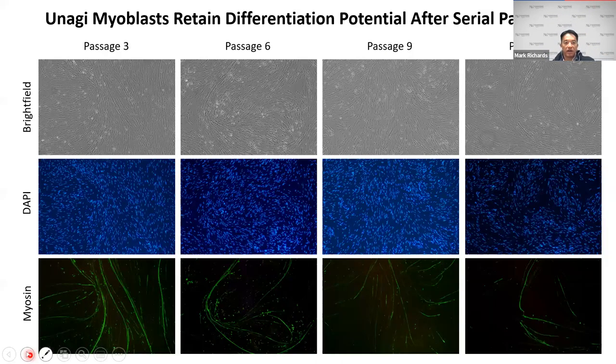We wanted to see how far these unagi myoblasts could retain their differentiation potential into mature myocytes after numerous serial passages. This diagram shows the unagi cells at different passages, 3 to 12, differentiated and stained for myosin. As you can see, up to passage 12 there is still a fair amount of myosin staining, but you could also notice that the intensity of myosin tends to drop after every serial population doubling and every serial passage of these unagi myoblasts.